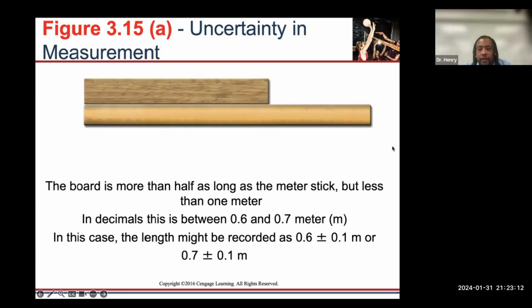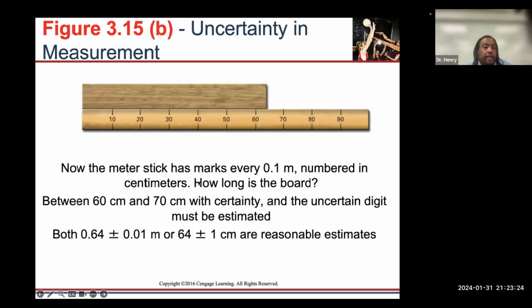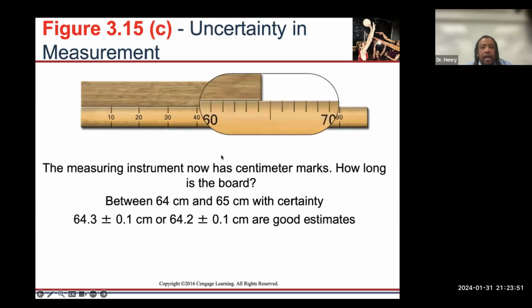We know that this here is a meter stick, but we can't really tell exactly where it's at, right? And so as we look a little bit further, we get a little bit more insight. For this meter stick, now we know that it's between 60 and 70 centimeters. But we also know that it's closer to our 60 than our 70, right? And so we could make some estimates about what it is, but we would have a lot of uncertainty associated with it.